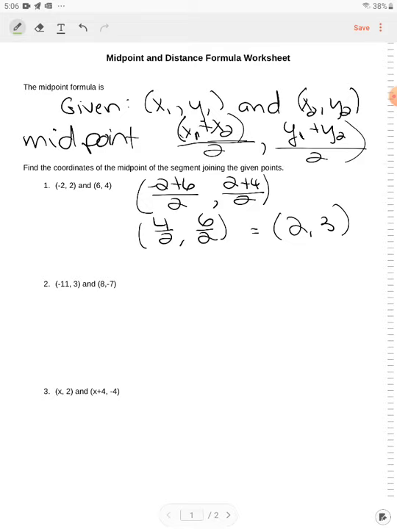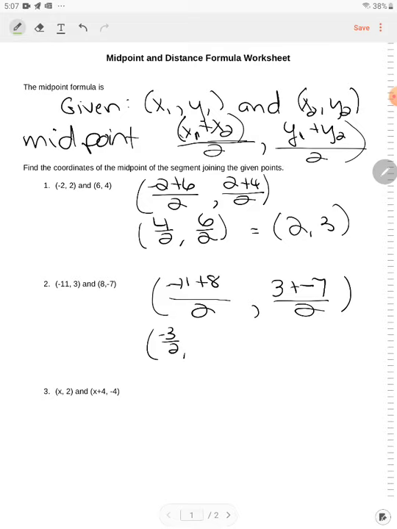Then we have the point negative 11, 3, and 8, negative 7. Again, we're going to average it. So I'm finding the midpoint. Negative 11 plus 8 divided by 2, comma 3 plus negative 7 divided by 2, negative 3 divided by 2, negative 4 divided by 2, negative 3 divided by 2, comma negative 2.